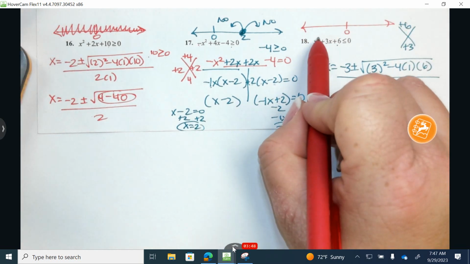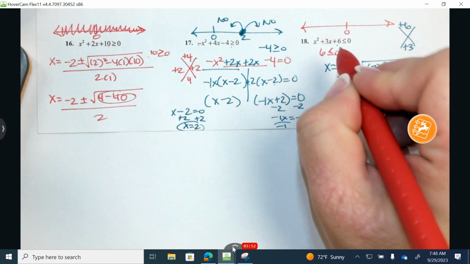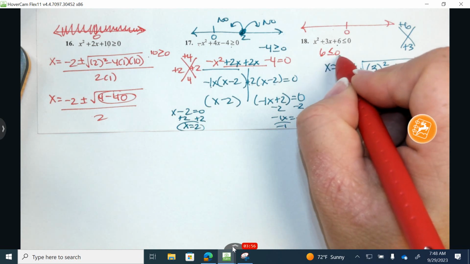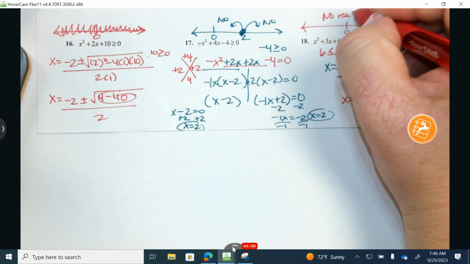Let's plug in 0. 0 squared is 0. 3 times 0 is 0. 0, 0 plus 6 is 6. Is 6 less than or equal to 0? 6 is not less than 0, so none of this can be shaded. This means no real solutions.